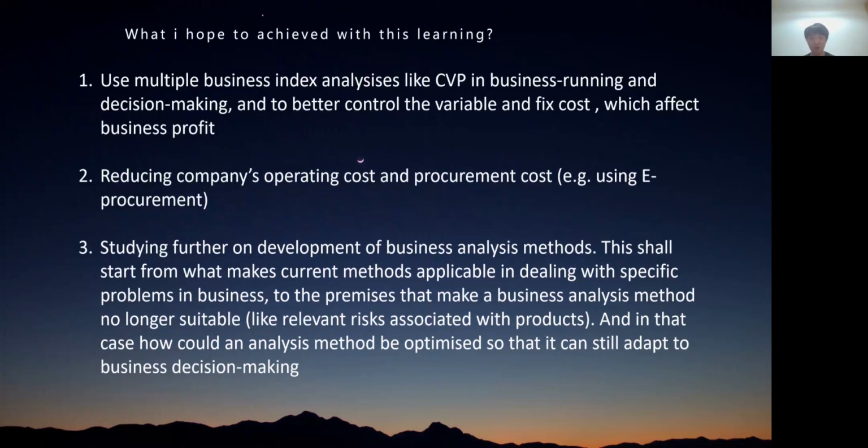So what are the concerns we need to take into consideration? Properly, the risk associated with the products, and some other cases, for example. With all this, we believe that we can make a better understanding and better apply all that we have learned in real business running processes. So that's all for my part.